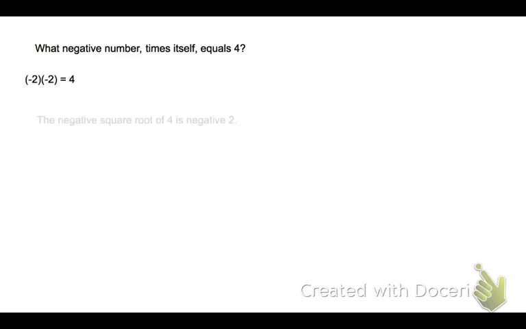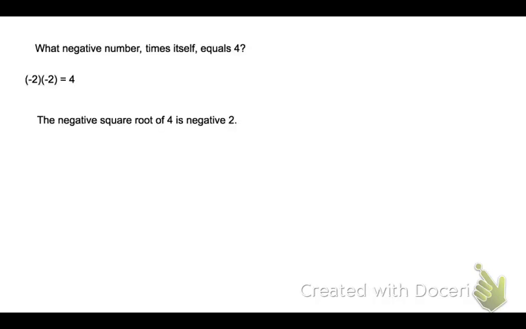We could ask a similar question like, what negative number times itself equals 4? And we know that negative 2 times negative 2 equals 4. So this means the negative square root of 4 is negative 2.